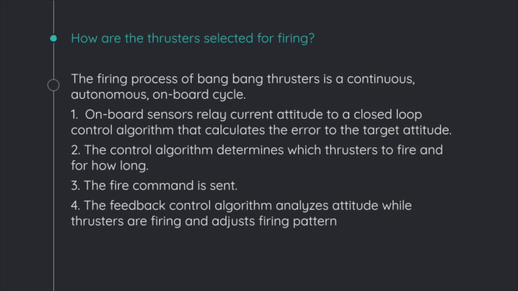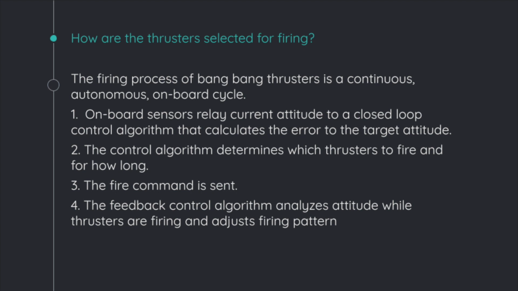The firing selection process is an autonomous cycle that starts with onboard sensors like gyroscopes, star trackers, and accelerometers that send current attitude information into a closed-loop control algorithm that calculates the error to the required attitude. After calculating the target error, the control algorithm determines which thrusters to fire, for how long, and at what intervals. The control then sends the fire command.